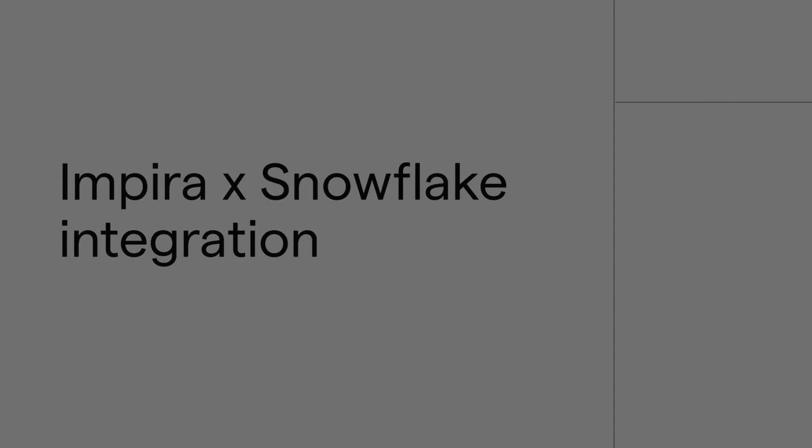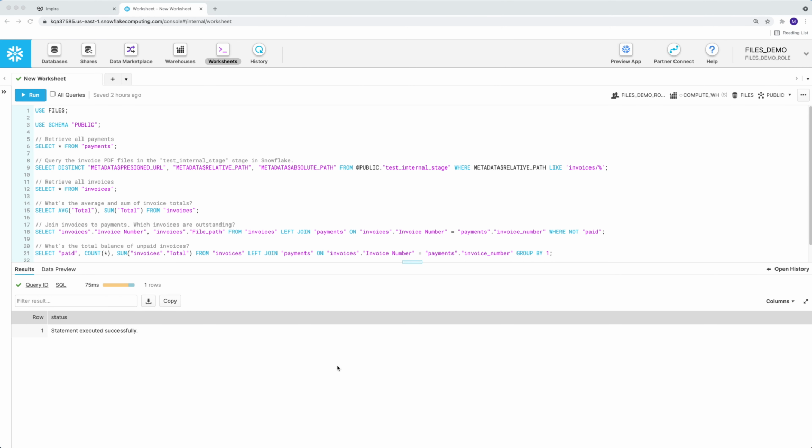Hi, this video walks through the process of integrating Impira with your Snowflake warehouse, so you can extract unstructured data with Impira and stream it back into Snowflake for further analysis. In this example, we'll be comparing data between invoice documents and an existing data set of payment information already within our Snowflake warehouse. What you see here is a list of sample queries I'll be using in this demonstration.